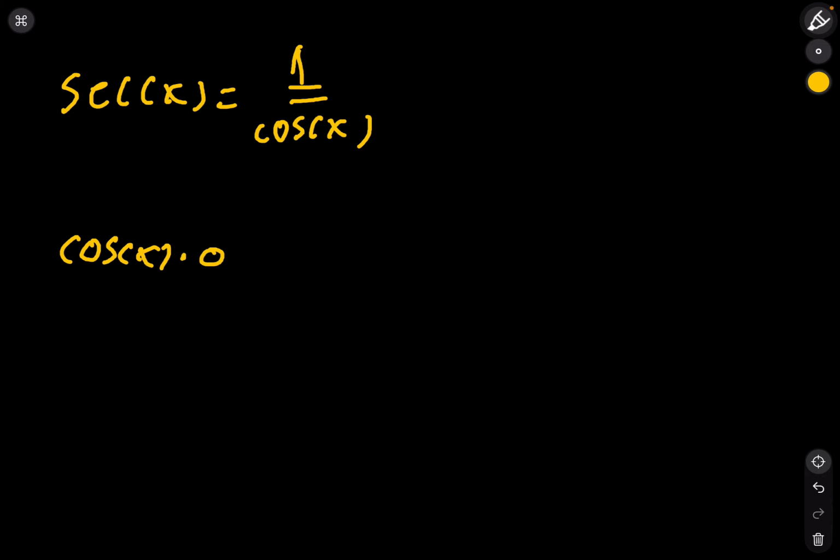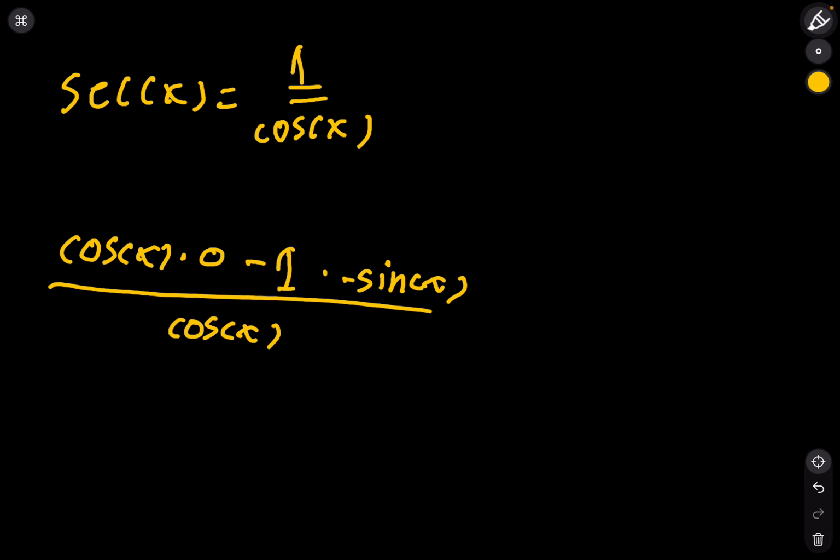Times 0, because the derivative of a constant is always 0. Minus 1 times the derivative of cosine of x, which is just negative sine of x, all over cosine of x. From here, since that first term is 0, we can drop it. Negative 1 times negative sine of x is just equal to sine of x, all over cosine square of x.